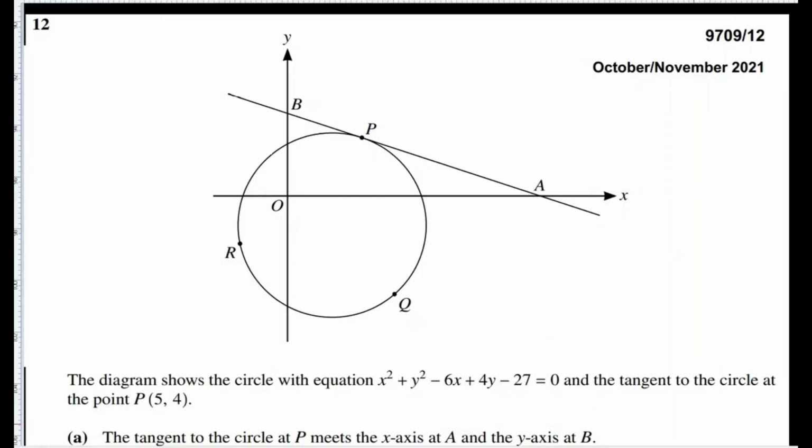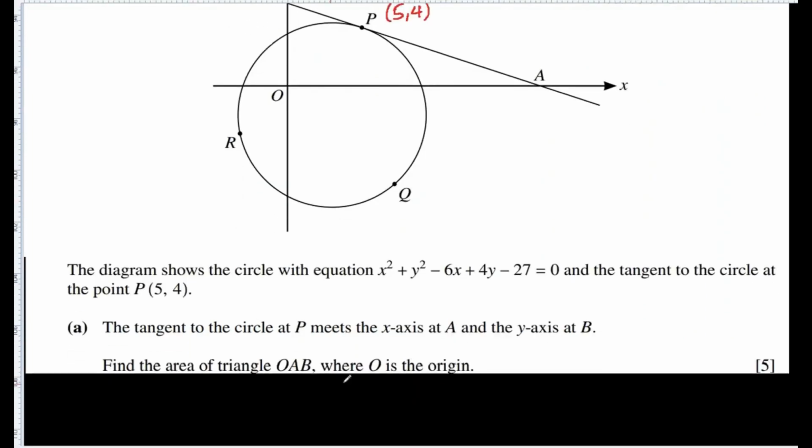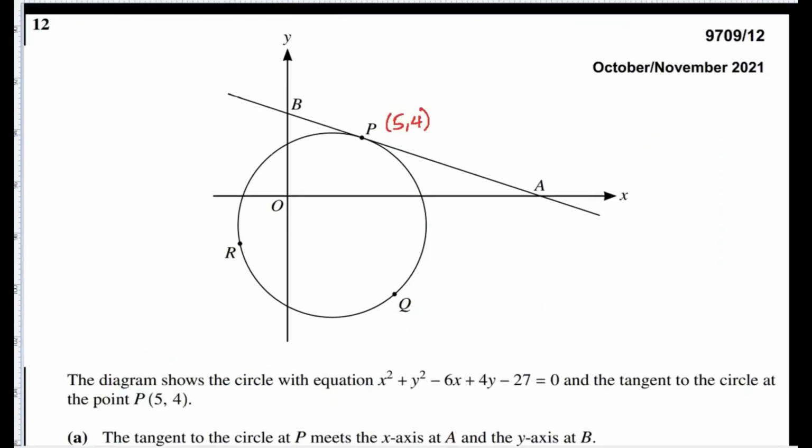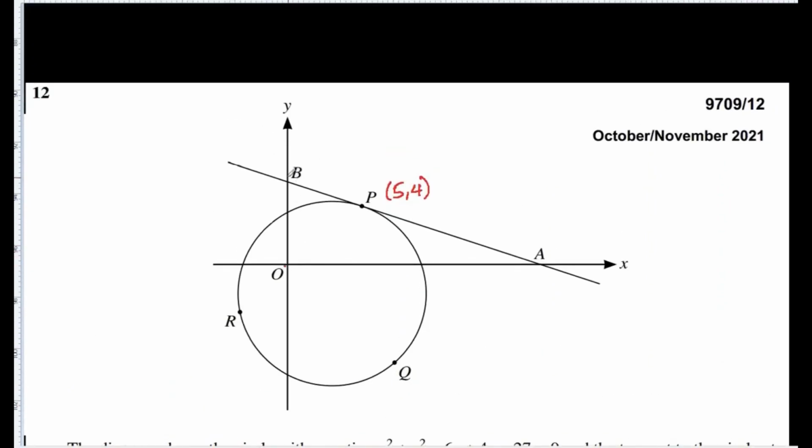Question number 12. We are given a circle on which there is a tangent at (5, 4). We have to find the area of the triangle OAB, which is formed by the origin and the points where the tangent crosses the x and y axes. So we know that the area of the triangle is half base times height, correct?